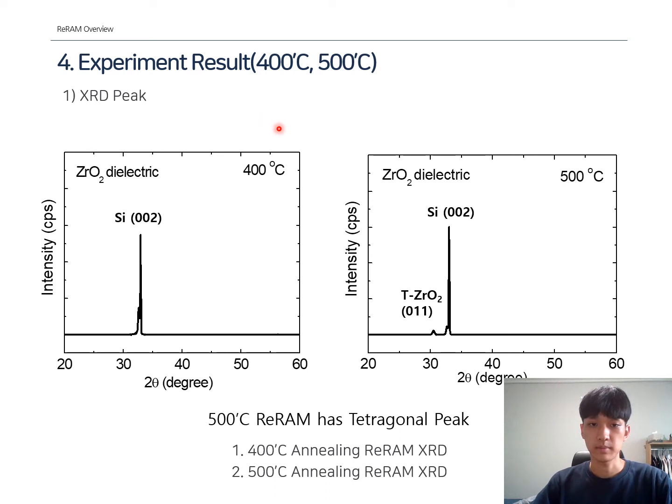This is the XRD peak of the two thin films. The red one is 400 and the white one is 500. Because the 500 ReRAM has a tetragonal peak. This is the tetragonal peak of the 500 degrees.